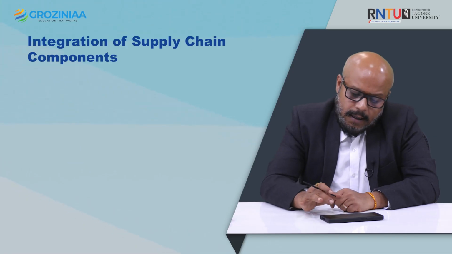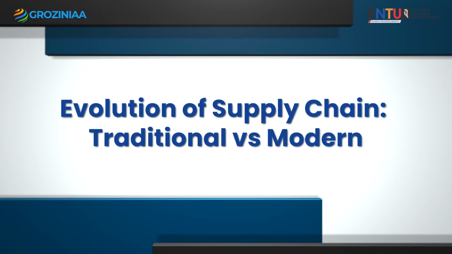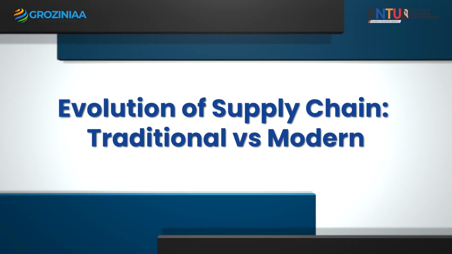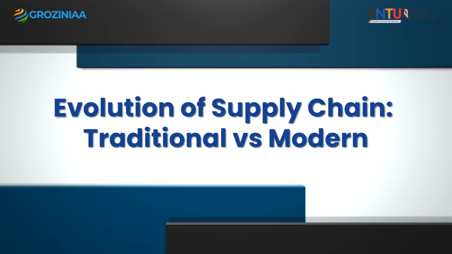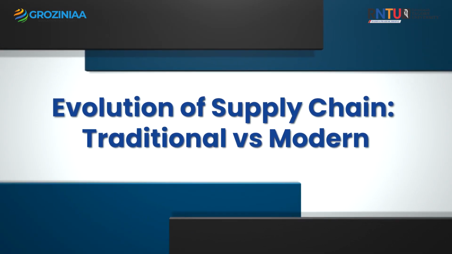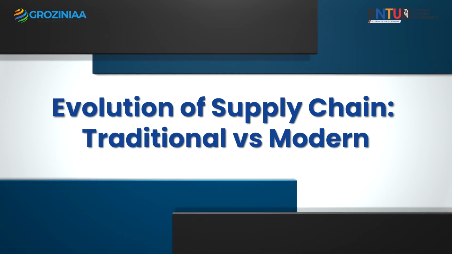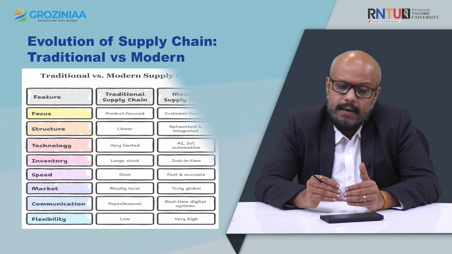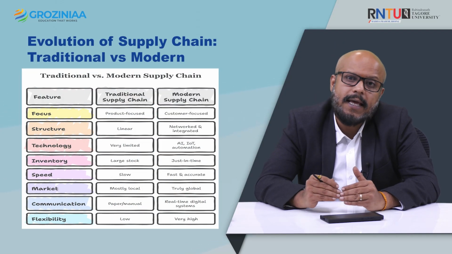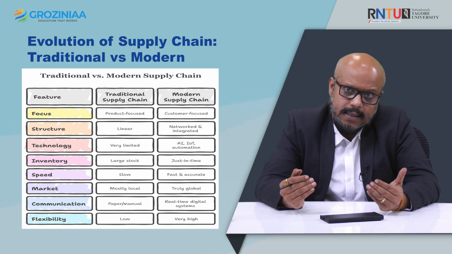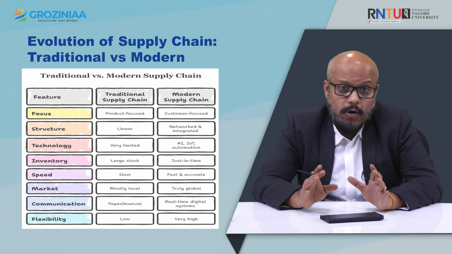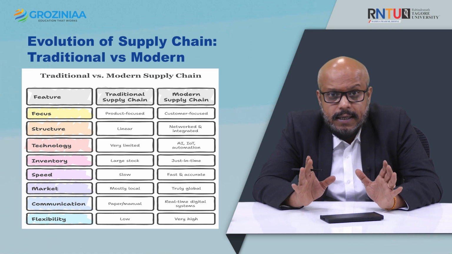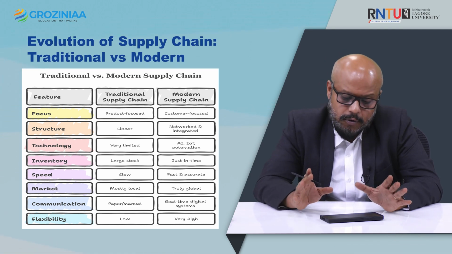Okay. Now we move forward to the next part, and that is a small comparison between traditional supply chain management and the modern supply chain management. See, the world is changing faster than ever, especially with artificial intelligence coming in and the developments that are happening. So supply chain management has also changed a 360-degree change in its approach.